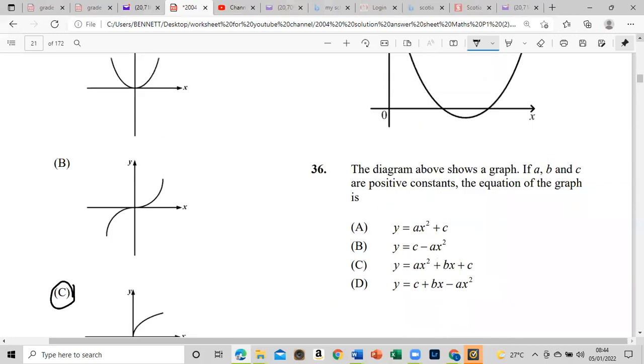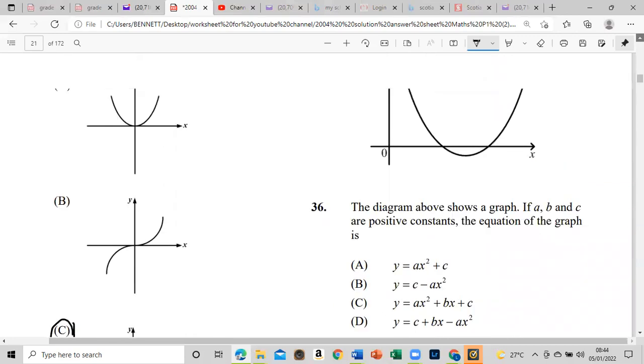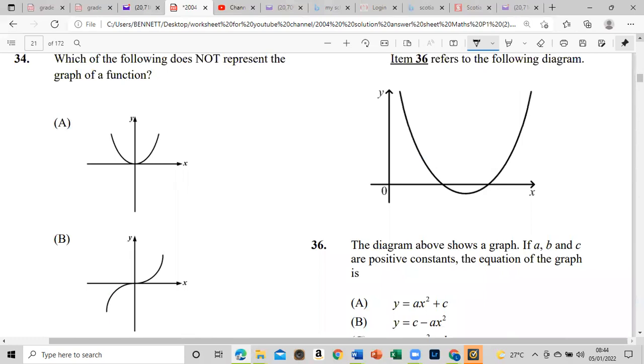The diagram above shows a graph. Oh, this was on the other paper. Definitely check that out, guys. Oh, it's a different question.